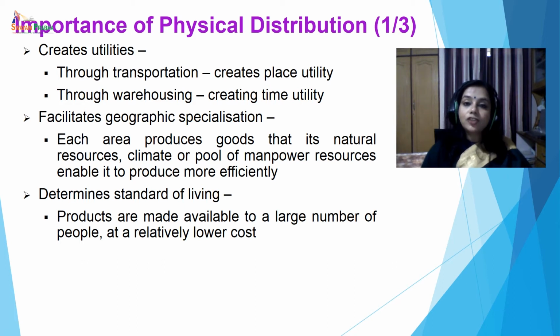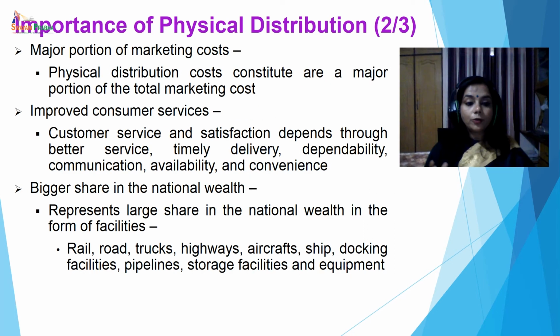Facilitates geographical specialization. Each area produces goods that its natural resources, climate or pool of manpower resources enable it to produce more efficiently. So physical distribution allows that kind of specialization, so that you keep on manufacturing those products in which that area is specialized. Determines the standard of living. Products are made available to a large number of people at a relatively lower cost. Moreover, physical distribution is the major portion of the marketing cost.